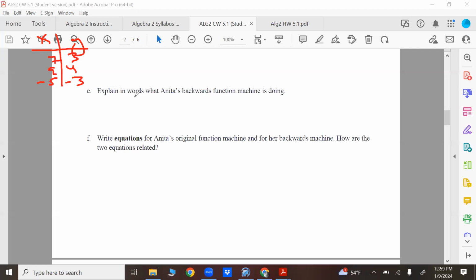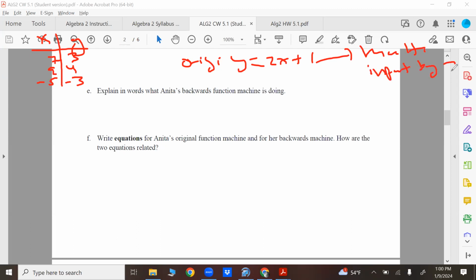So now what it's doing is that before, originally, it was doing this, right? Y equals 2x plus 1. So it multiplied the input by 2, then added 1. Okay, that was the original.